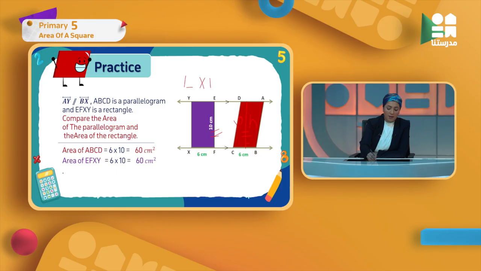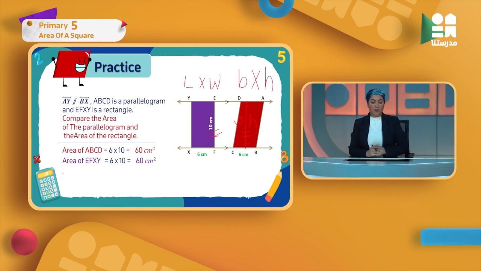And the area of the rectangle EFXY is length times width, L times W. This one is length times width, and the parallelogram one is base times height. In this rectangle, my length and width are 10 and 6, so 6 times 10 again equals 60 centimeters squared.